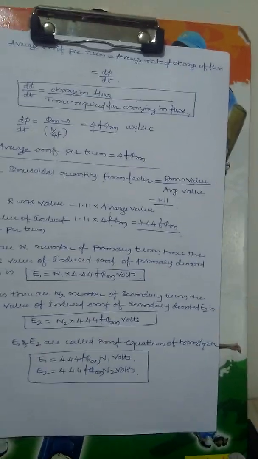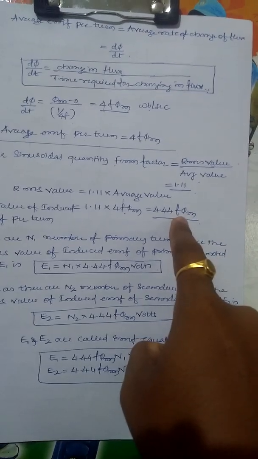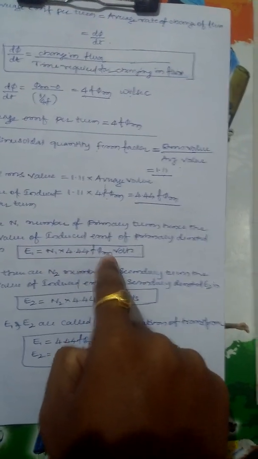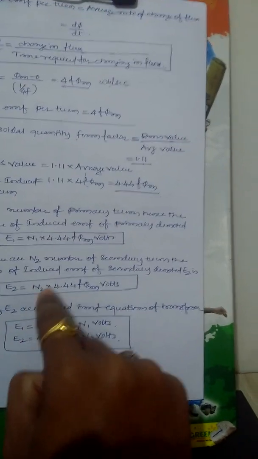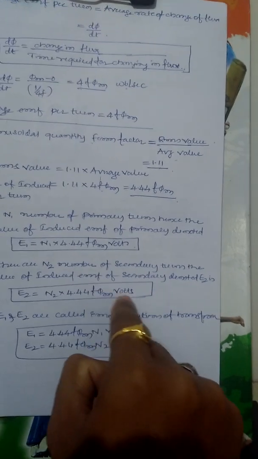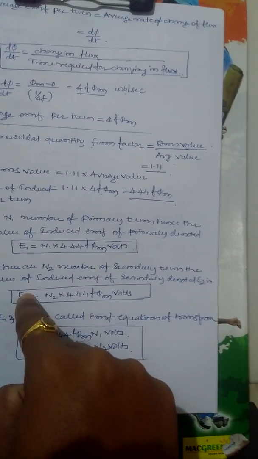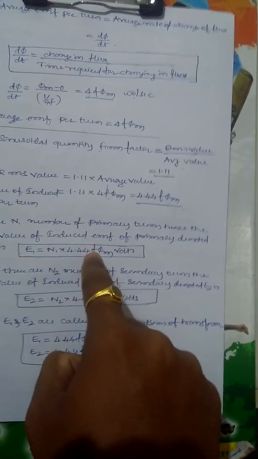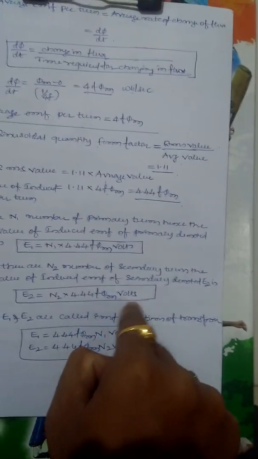Finally, include N1. Why N1? Because of the number of primary turns. That is N1 into 4.44 f phi m volts. Similarly, including N2 with respect to E2, N2 into 4.44 f phi m volts. The primary voltage is denoted E1 and the secondary E2. The induced EMF of the primary E1 is N1 into 4.44 f phi m volts, and the secondary E2 equals N2 into 4.44 f phi m volts.